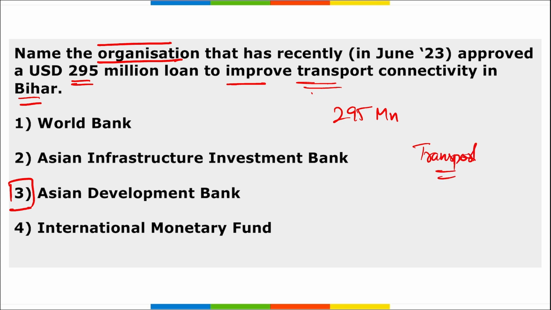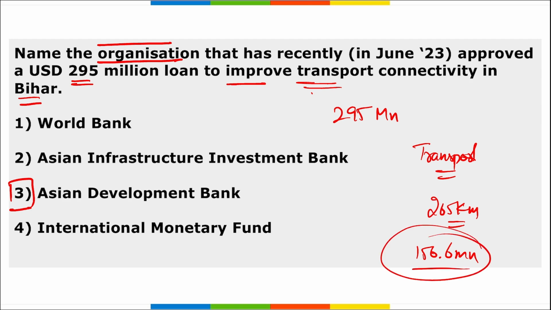This loan will be utilized towards widening and upgradation of 265 kilometers of state highways, and the government is also contributing here $156.6 million for the same, right?